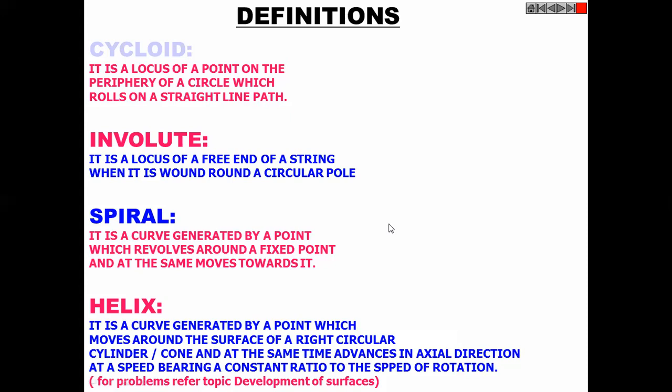Fine. Then we have spiral. It is a curve generated by a point which revolves around a fixed point and at the same time moves towards it. A spiral is a curve generated by a point which revolves around a fixed point, say the center, and at the same time also travels towards the center. So in circular motion, slowly it comes towards the center. Are you getting me? So what are examples of the spiral?